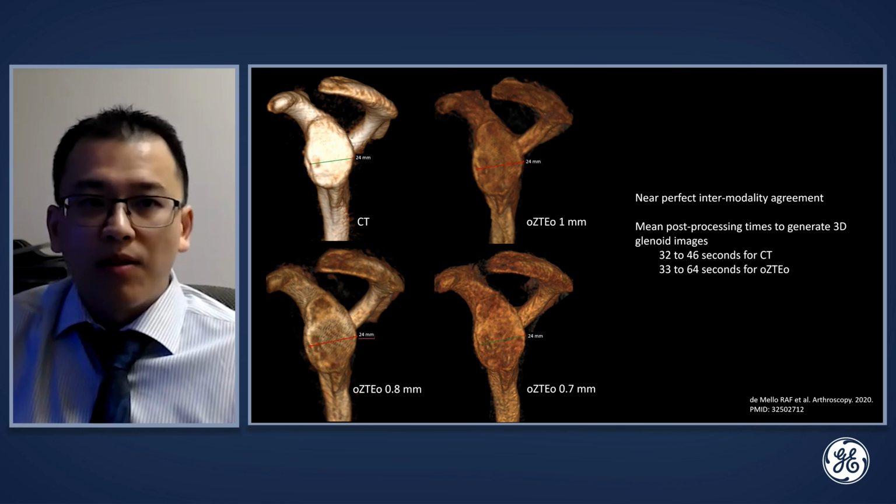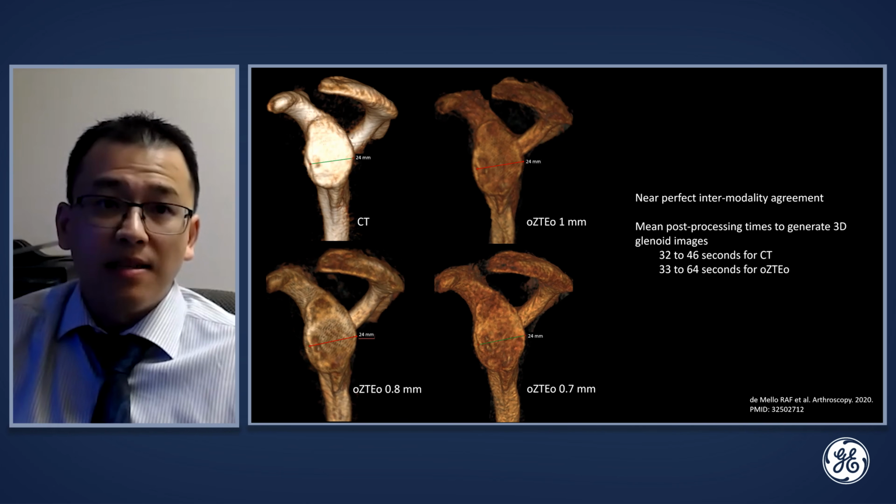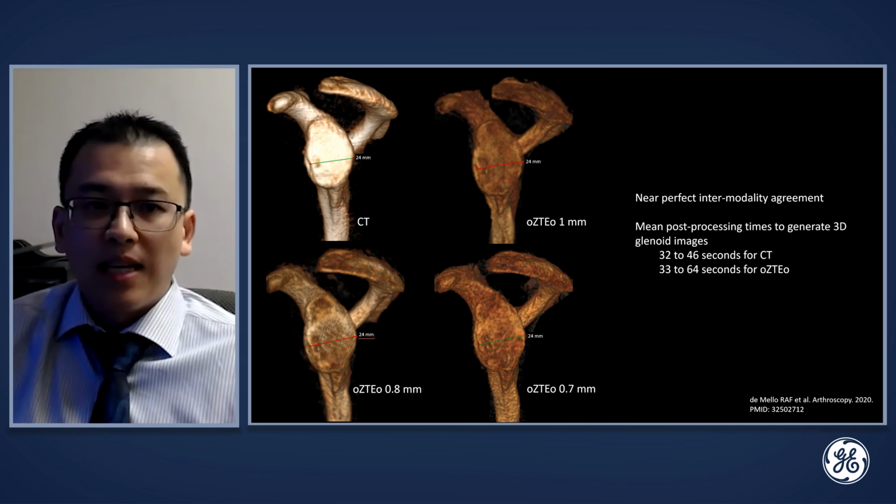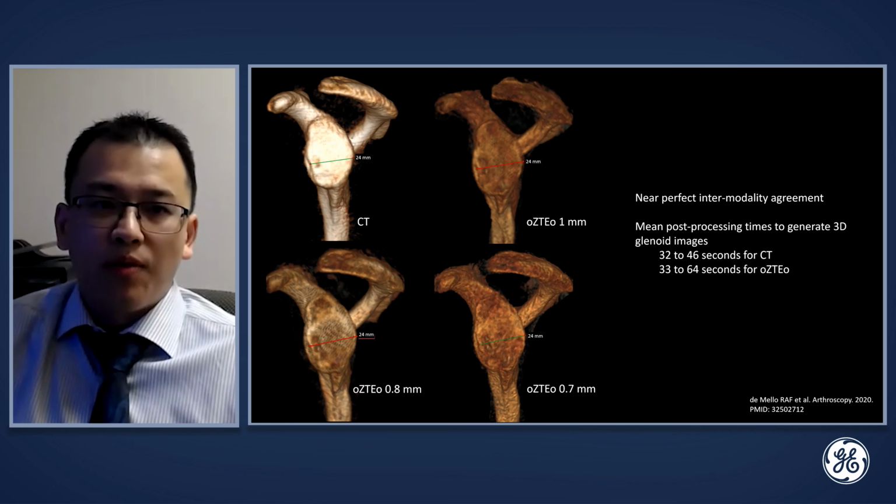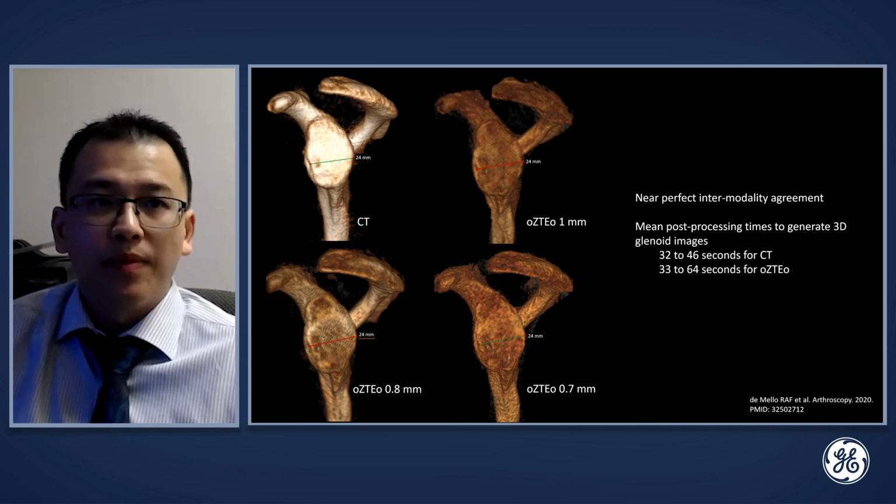I'd like to point out that there are a variety of softwares that may make this even easier. There are developments in the pipeline, such as deep learning segmentation, which would entirely eliminate the archaic manual segmentation methods. Here's an example of a 29-year-old man with instability and glenoid bone loss. In this study and in this example, we found almost perfect intermodality agreement between 3D CT and 3D osteo.